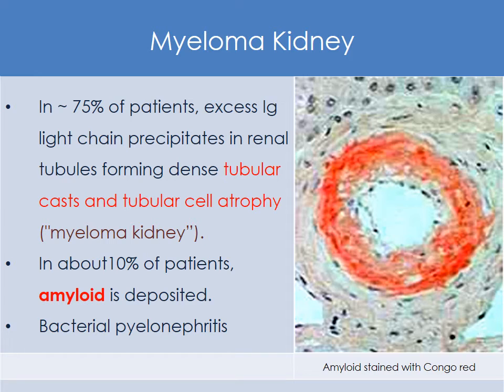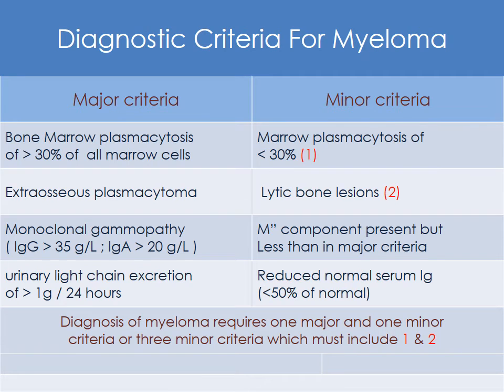You can also see metastatic calcification, light chain amyloidosis of the renal glomeruli and vessel wall, and finally, due to infections, you can see bacterial pyelonephritis. This picture is the Congo red stain showing amyloid deposits in the renal blood vessels. So far, you have seen the clinical features, morphology, and lab diagnosis of multiple myeloma.